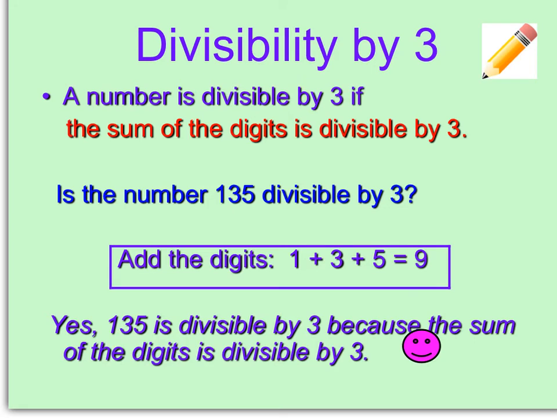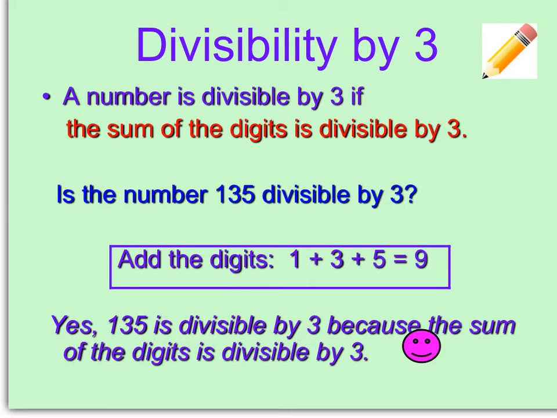For these next set of rules, we look at the sum of the digits. A number is divisible by 3 if the sum of the digits is divisible by 3. That means for 135, I would add 1 plus 3 plus 5. 1 plus 3 is 4, plus 5 is 9. 9 is divisible by 3. 3, 6, 9. Since 9 is divisible by 3, 135 is also divisible by 3.